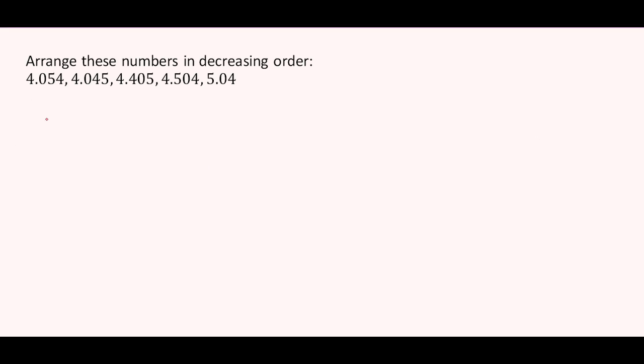Final example, we have 4-digit and 3-digit numbers. Okay, so let's write them out. 4.504, 4.045, 4.405, 4.504, 5.04. First thing we're going to do is to make sure they all have the same number of digits. So we see a few with 3 digits after the decimal, and 5.04 has only 2. So I'm just going to append a 0 to the end.